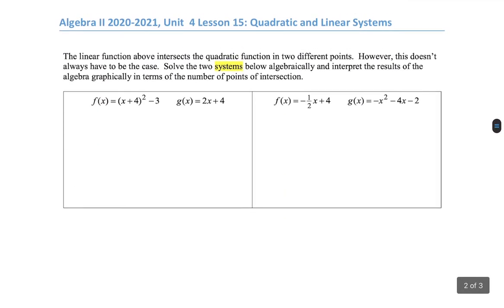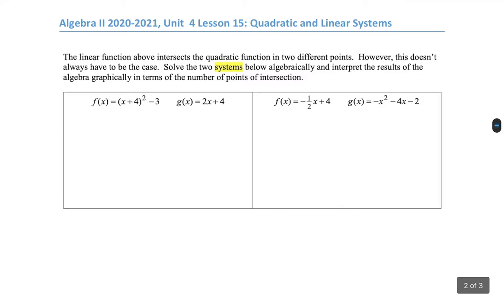So same process here. If we have these systems of equations, and again, both of these you can imagine are y, so we can set these equal to each other. If we set x plus 4 squared minus 3 equal to 2x plus 4.